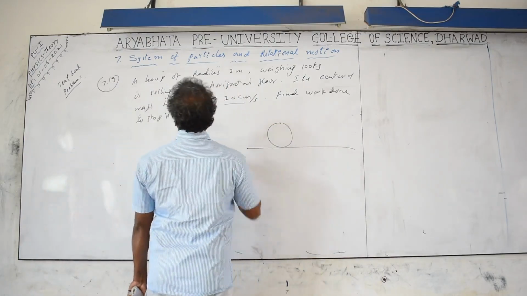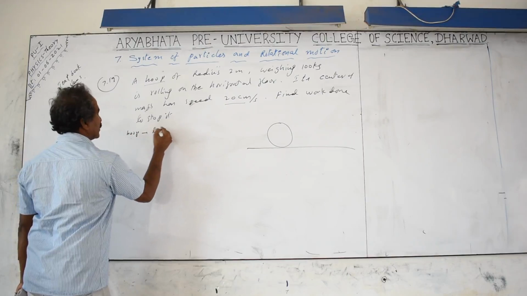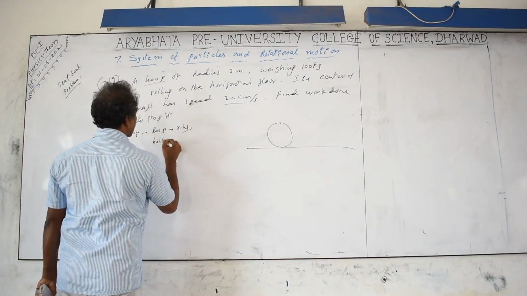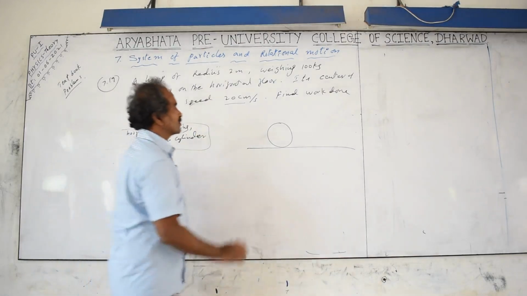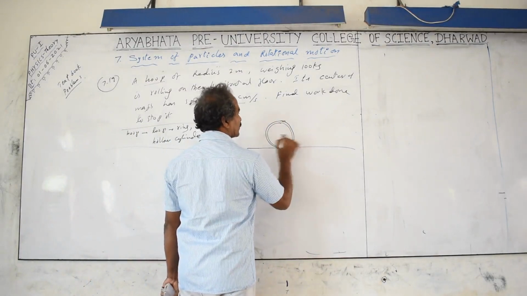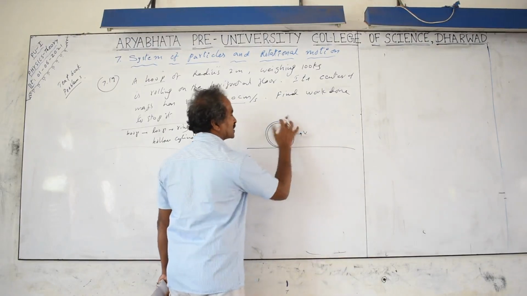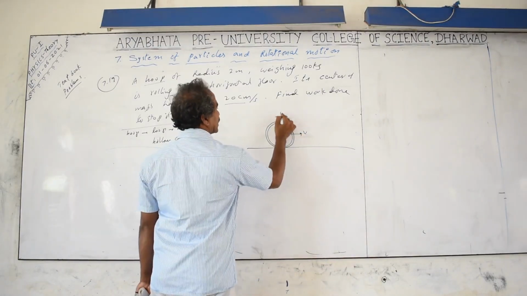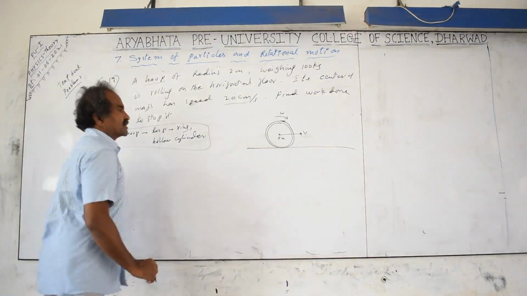It is a hoop, loop, ring, or hollow cylinder. Rolling conditions are the same. The mass is located at the rim. Velocity is VCM, the center of mass velocity, which is the translatory velocity given. It is also having rolling motion. So total kinetic energy is rotational kinetic energy plus translational kinetic energy. If you want to stop it, work done is equal to change in kinetic energy.